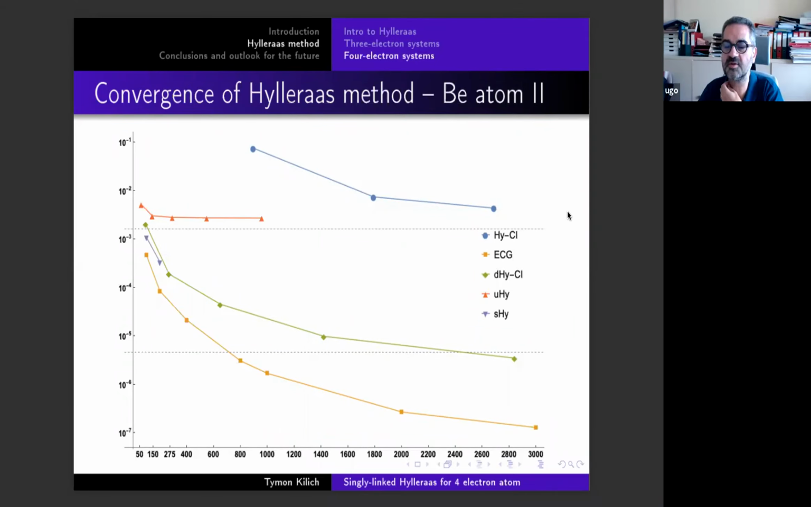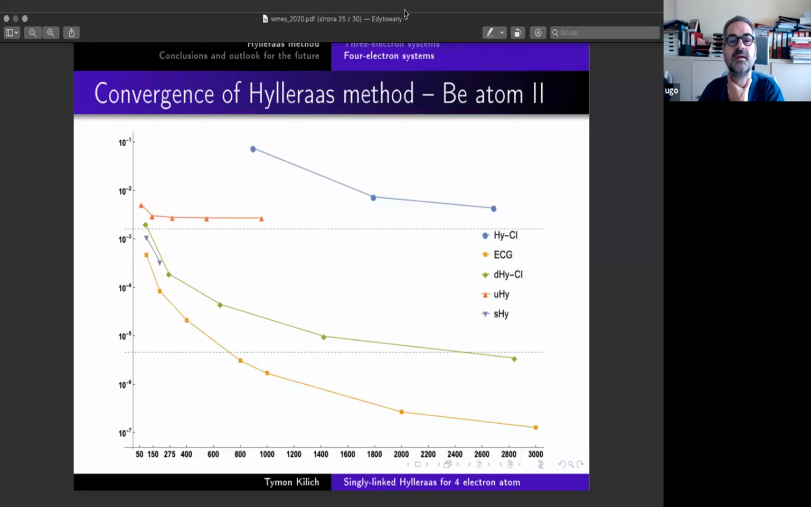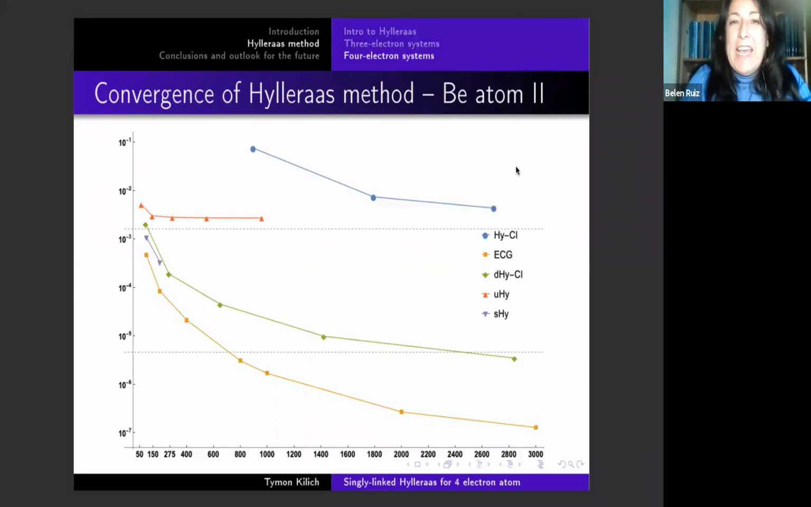There is a comment by Belén Ruiz. Hello, here is Maria Belén Ruiz from the Hylleraas CI method. I have a comment: when you have one inter-electronic coordinate per configuration to any power, this is equivalent to the Hylleraas CI, because higher powers one can express as a product, as an excitation, of the orbitals, and so on.